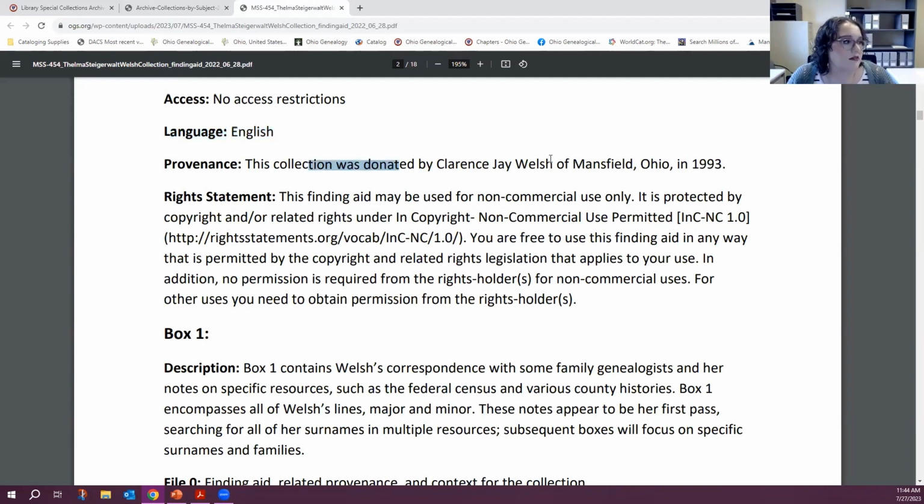So provenance is just more background information about the donor. Some of these can get longer if there was more changing of hands, or if there were additions to a collection, because sometimes families will find more items in their basement or garage as they're clearing out, and they'll be like, wait, there's more. So any of that would be noted here.